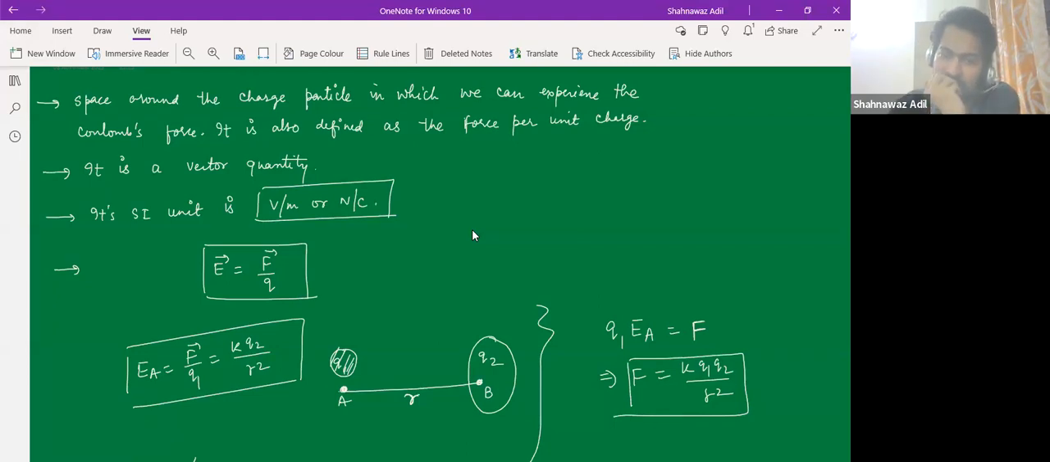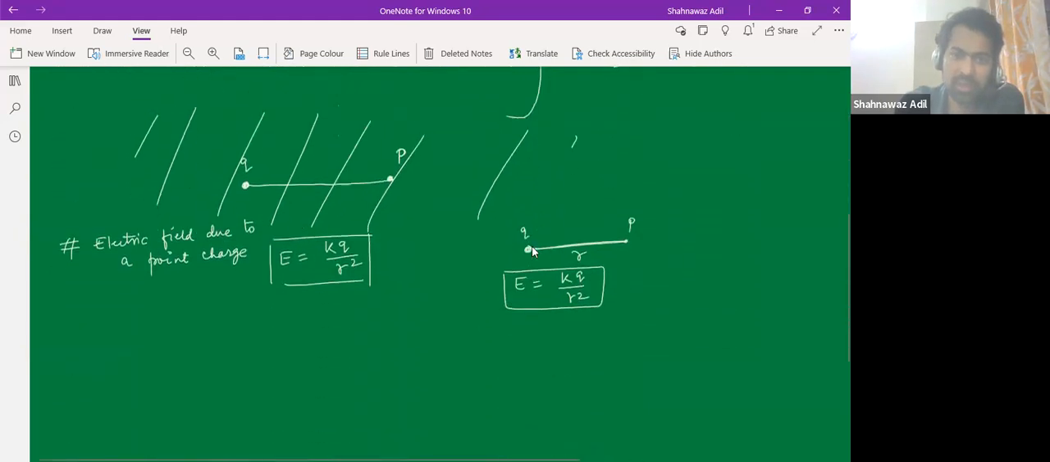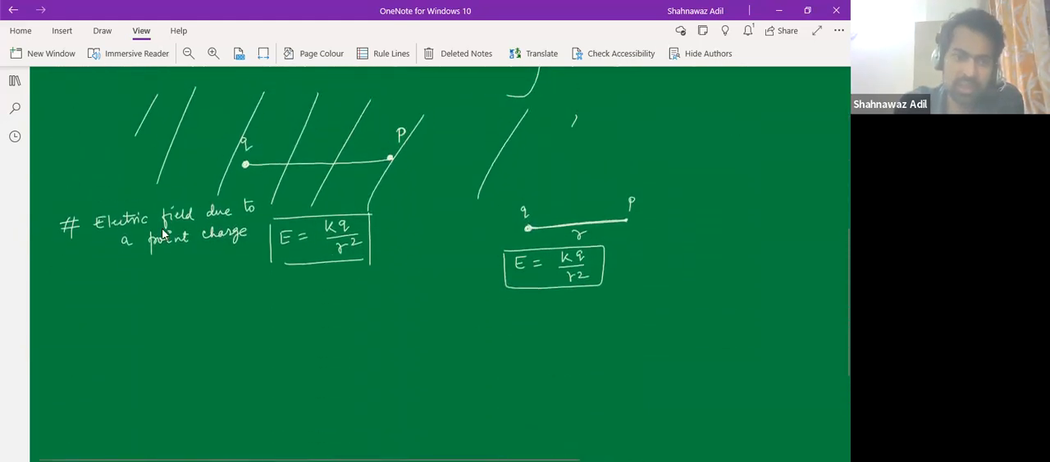Yes, noted. Then this part. Just note down this part: if we have a point charge Q and we want to calculate the electric field at this point, it would simply be this.